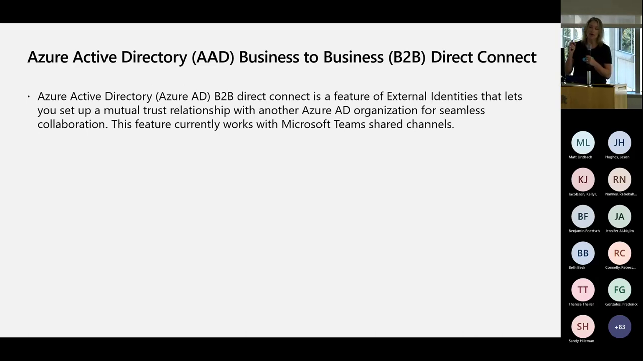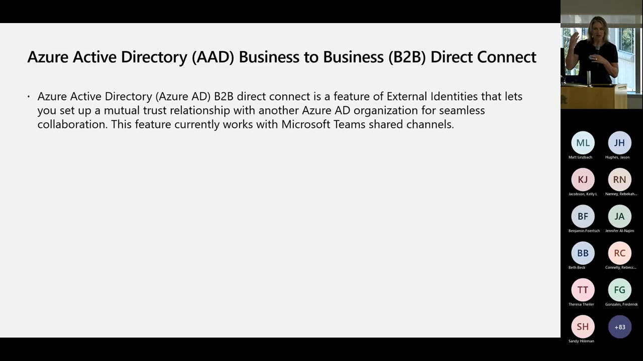All right, so it's a feature of external identities. It lets you set up a mutual trust relationship. I should underline mutual, because it must be mutual with another Azure AD org for seamless collaboration. So think about when you set up federation and you allow your company to chat with another company, they also in turn have to do the same thing. They have to say, yes, we also want to chat with you. What that is called is a mutual trust. You both agree to talk to each other.